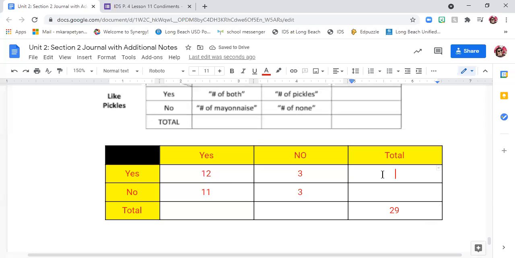So 12 plus 3 is 15. 11 plus 3 is 14. 15 plus 14, 29. 12 plus 11, 23. 3 plus 3, 6. 23 plus 6, 29. We're done with our frequency table. Yeah? So don't think of it as separate questions. Think of the boxes as the intersections. Yes and yes means both. No, yes means one of the onlys. No, no means none. Okay? So that's pretty much it for our frequency table.